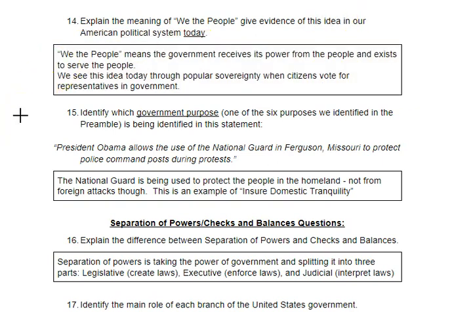Now we have identify the government purpose that is being identified in the statement. The statement we have here is President Obama allows the use of National Guard in Ferguson, Missouri to protect police command posts during protests. Now, if you are not aware, Missouri is inside of the United States. The National Guard is part of the military that's protecting us inside of the United States. So it's the president using the protection of the National Guard here in Missouri, here in the United States. So that's going to be an example of domestic tranquility, because it's keeping us safe at home.